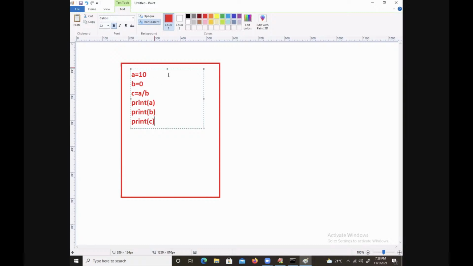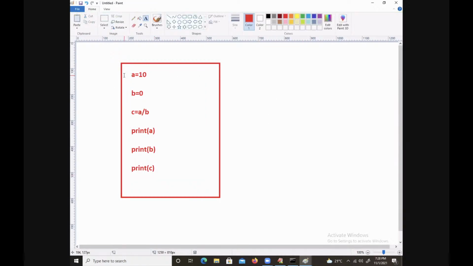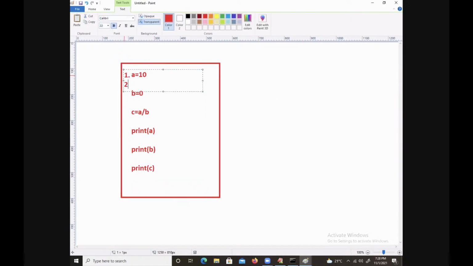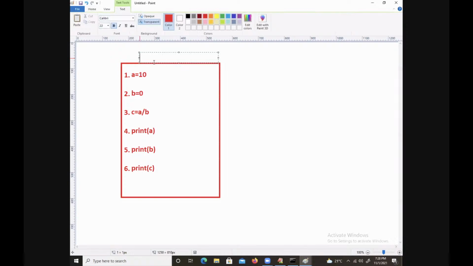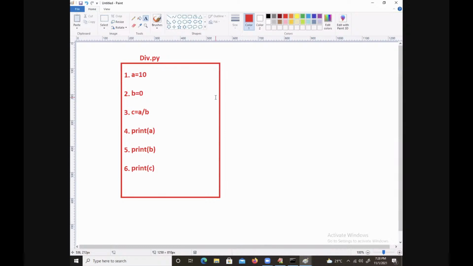Now, I will write the statements a little spaciously and try to understand. Here I have the statement numbers 1, 2, 3, 4, 5 and 6. These are my statements in the program. This program is called sample dot py.